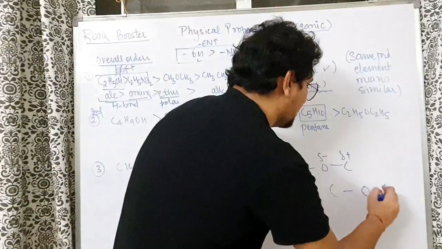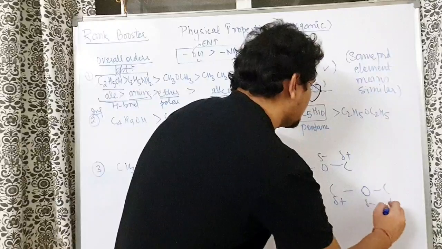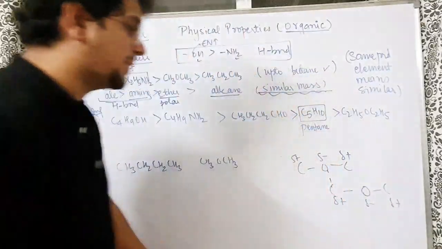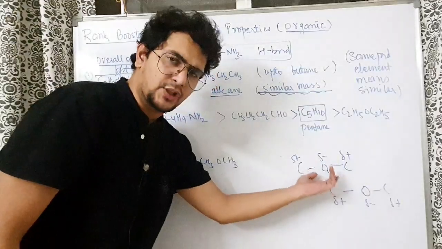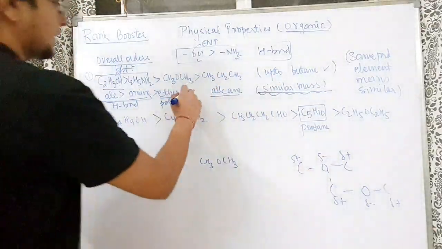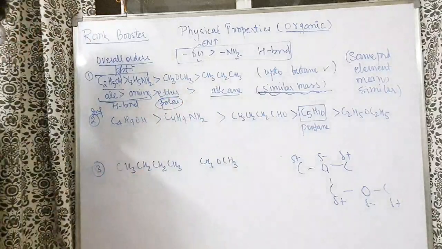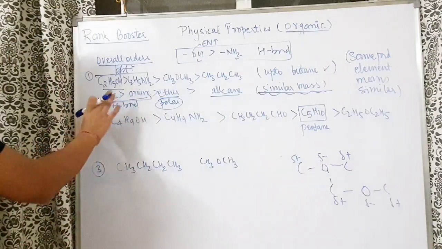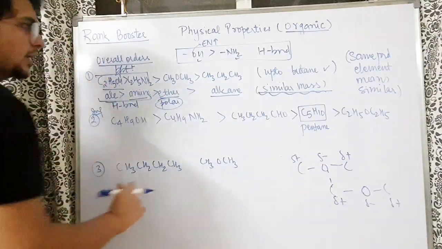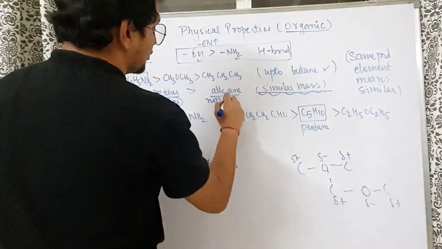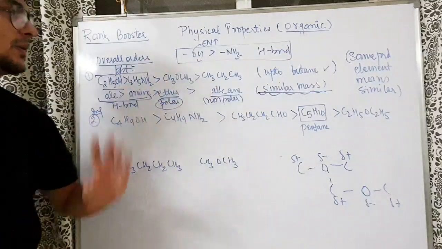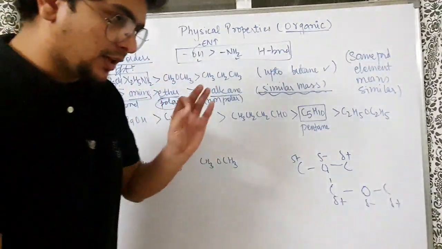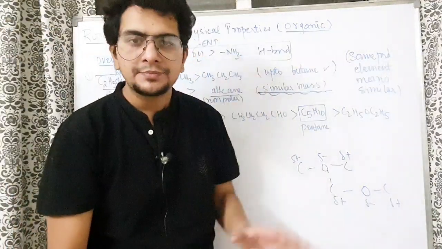That means this can be attracted towards the other molecule like this. Delta minus, delta plus attraction is there. This kind of attraction is called dipole interaction. So this is showing polar, dipole interaction. Hydrogen bond is very high as compared to polar. Alkane is non-polar, so only van der Waals is there, no extra benefit, so its boiling point will be minimum. This is the general trend every teacher teaches.